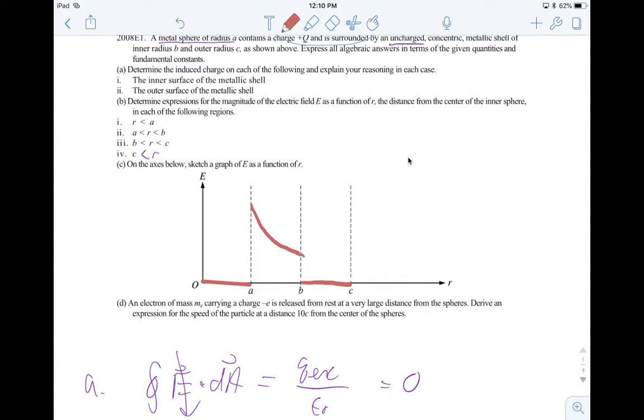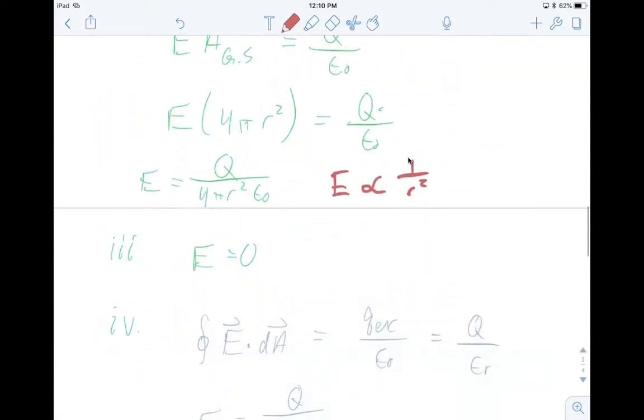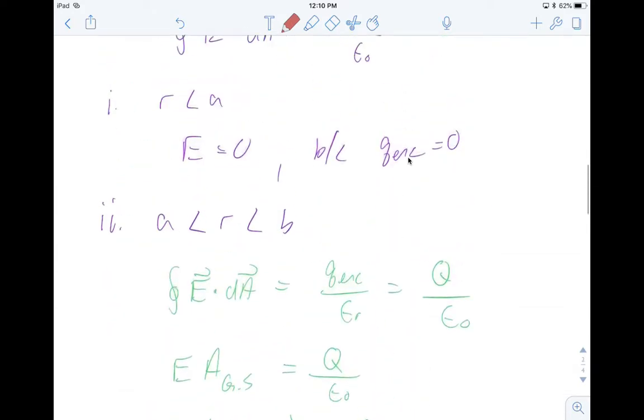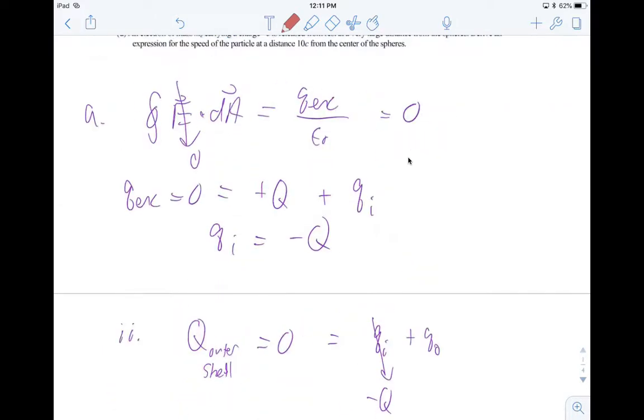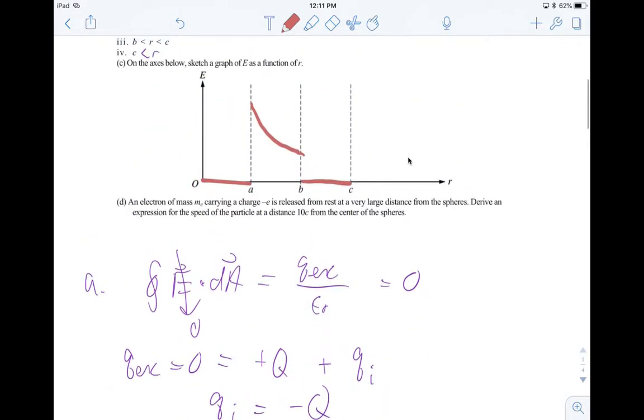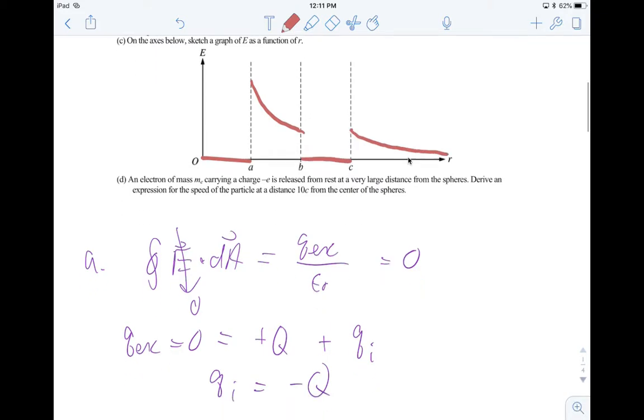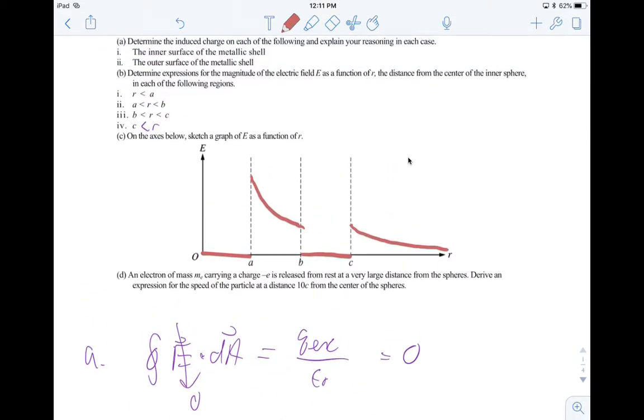And then from C on, it'll look the same, because we got the same formula. But since we're at a further distance already, that graph should start out a little bit lower. So I think it should probably look like this, and then it should tend towards 0 as R tends towards infinity. So it looks like that, and that should be the graph for that one.